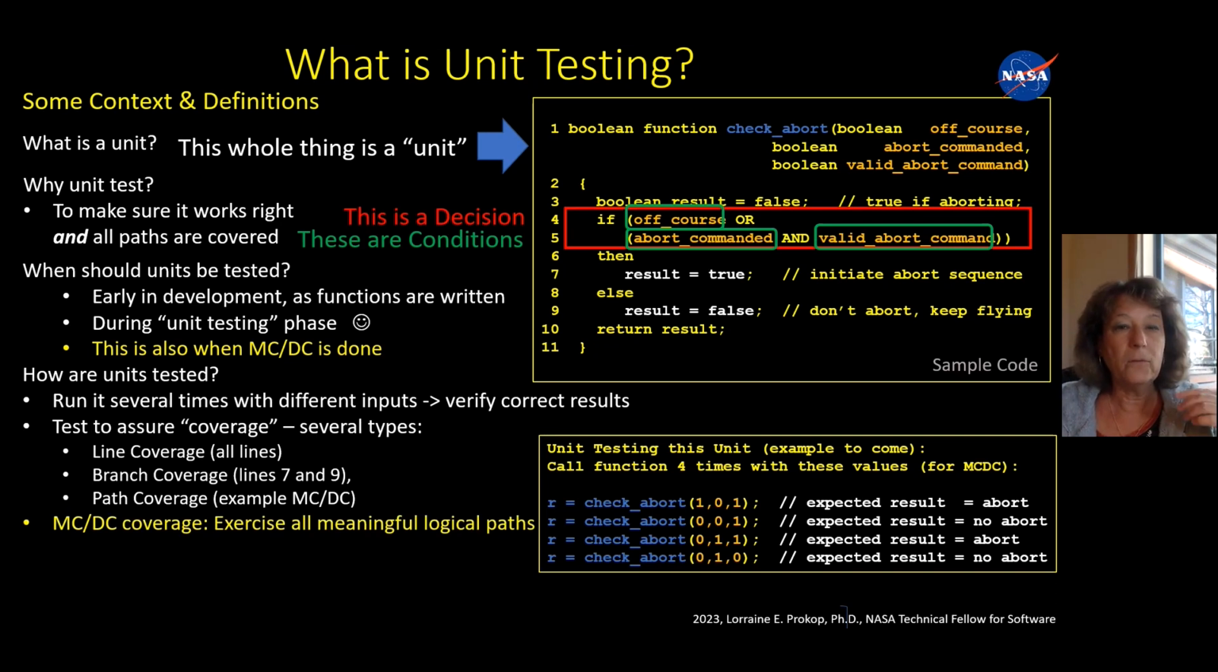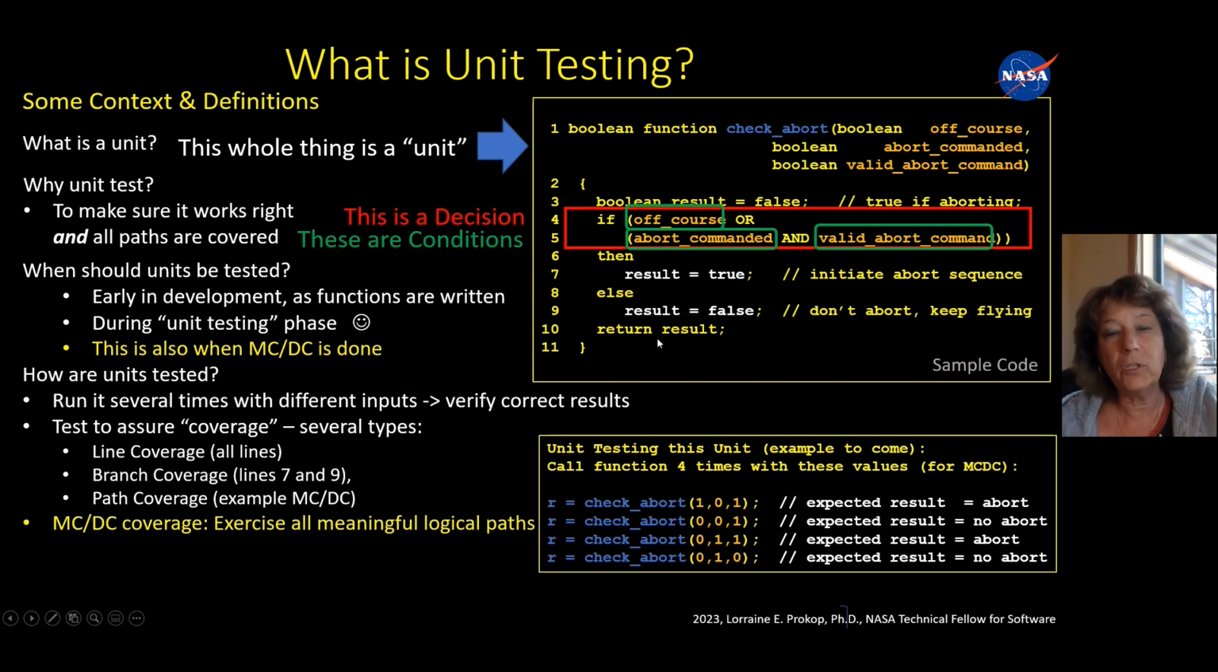Besides making sure the unit is doing the right thing, there are several ways of testing the coverage, which is the second part. There's line coverage. In line coverage, you would make sure that all of these lines have been tested, lines 1 through 11. Branch coverage implies that all the branches have been tested, which would be everything after the then, and everything after the else. So lines 7 and 9 in this case.